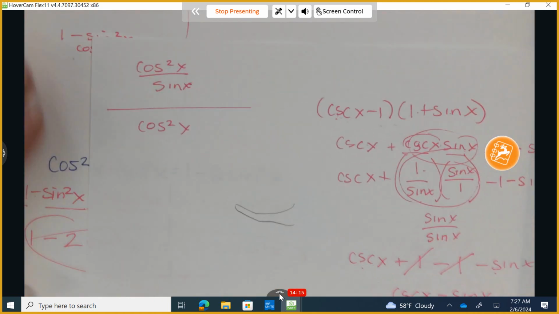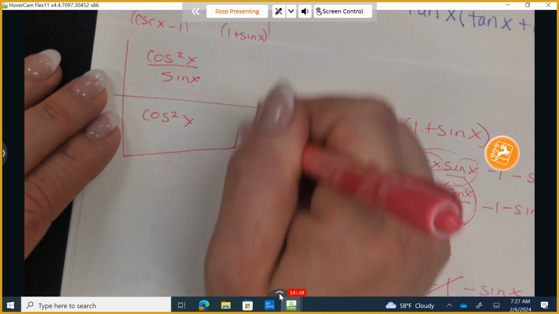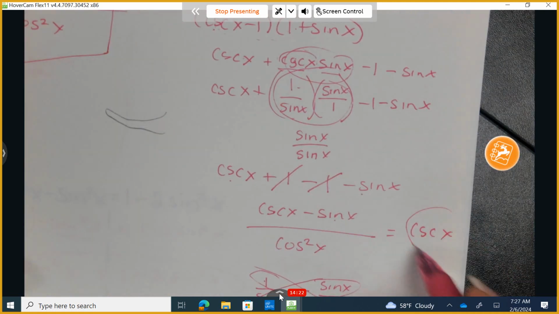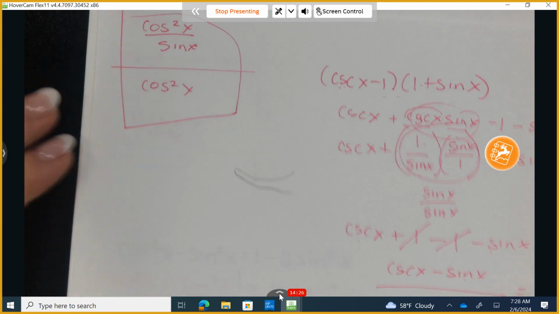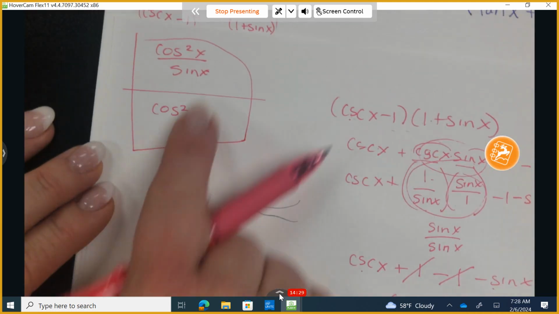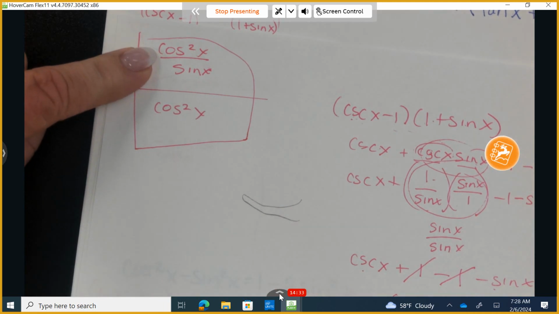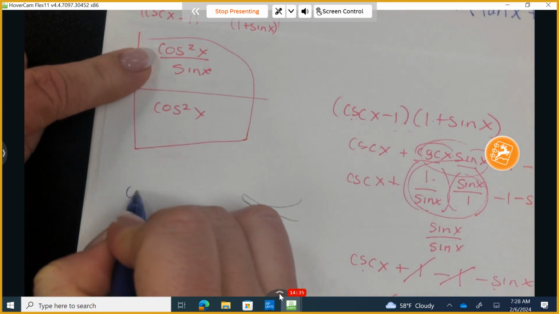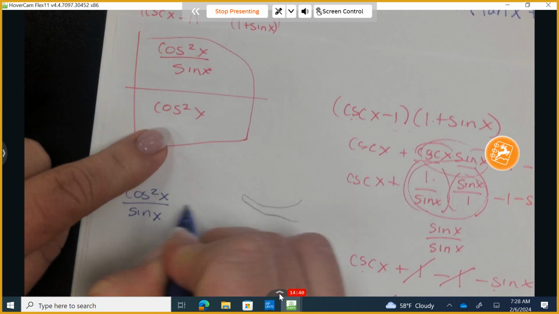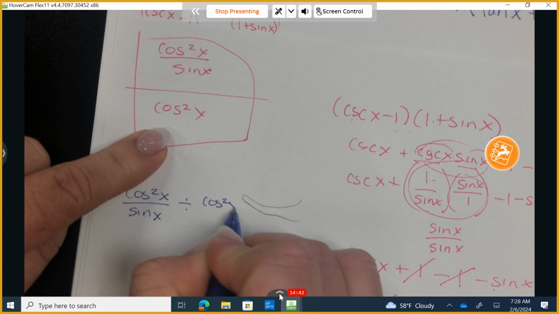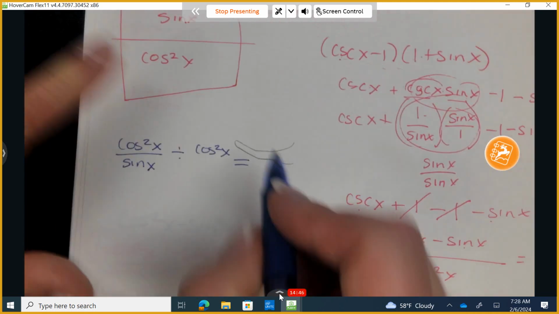Now, I personally think that most students understand this best by taking this portion. This is all the left-hand side. The right-hand side is simply the cosecant, I caught myself, is simply the cosecant of x. I'm going to write this out horizontally. So I'm going to write this out and switch here. This is the left-hand side. It is cosine squared x divided by sine of x. And I want to divide this by the cosine squared x. And we want all of that to equal the cosecant of x.